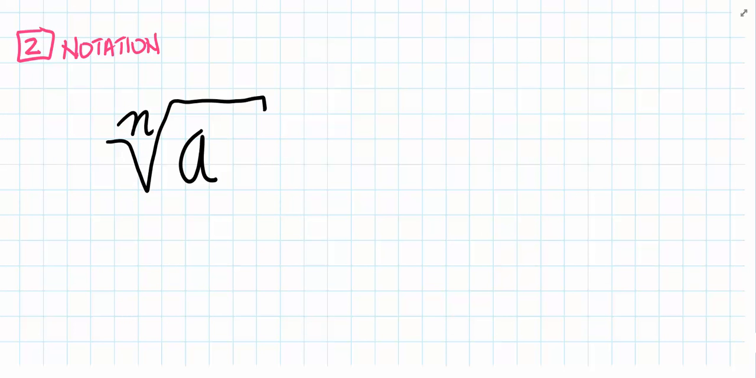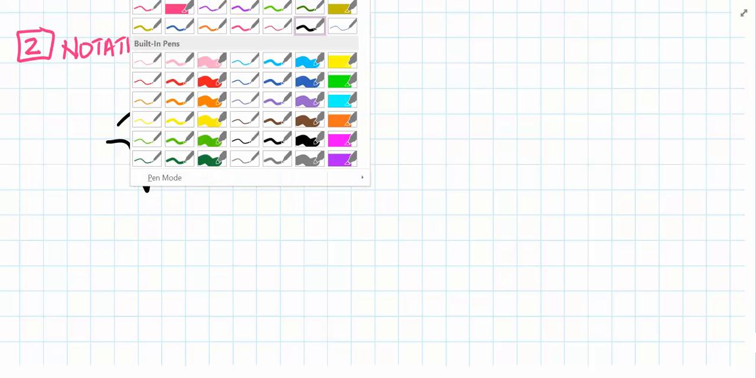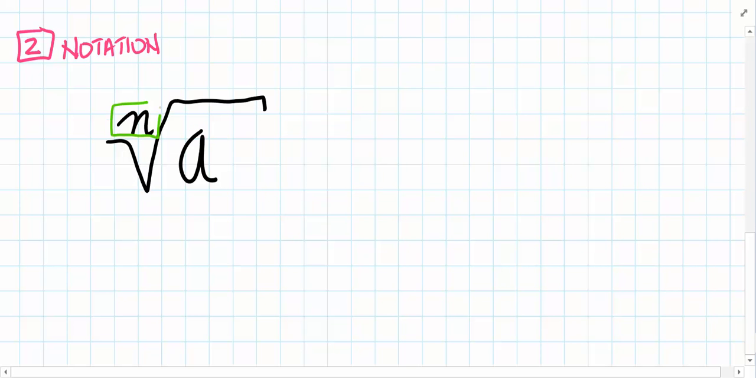All right, let's talk about notation. I have 3 parts that you see on the board right now. I have an n, I have a square root, and I have the a. I'm going to give you 3 words: index, radical sign, and radicand. Does anybody know which one is which? Start off with the easy one. What do you got? N is the index. Very good. So the number out here represents our index.